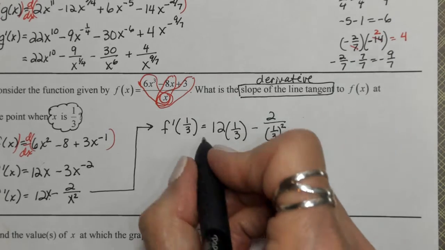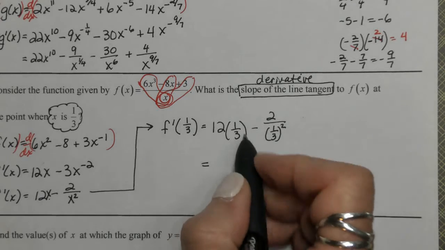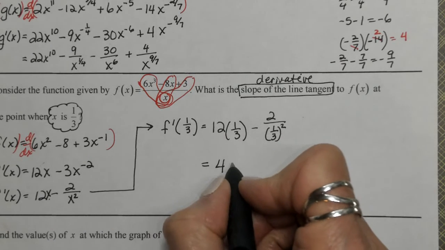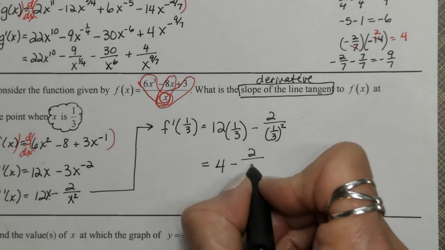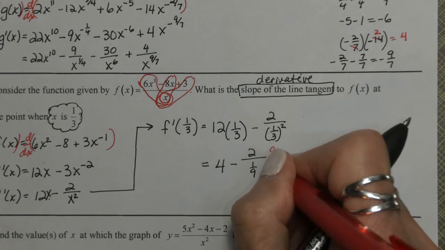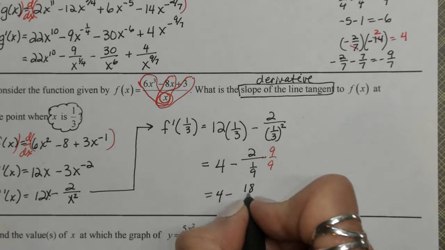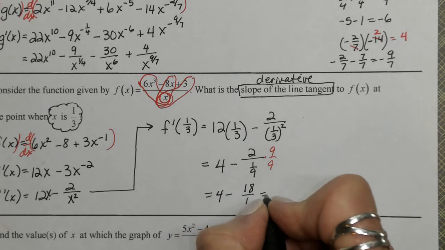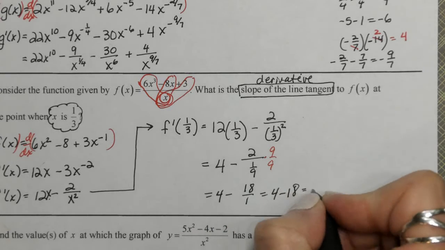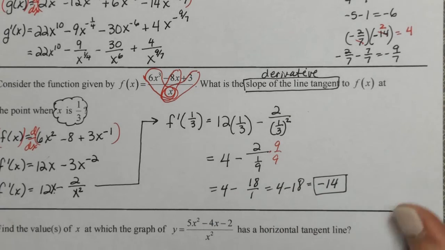Okay, and to reduce that for a multiple choice answer, 12 goes into 3 4 times, and this will be 2 divided by 1/9. If I multiply top and bottom by 9 on that term, I get 4 minus 18 over 1, which is 4 minus 18, or negative 14. So that would be the multiple choice answer.